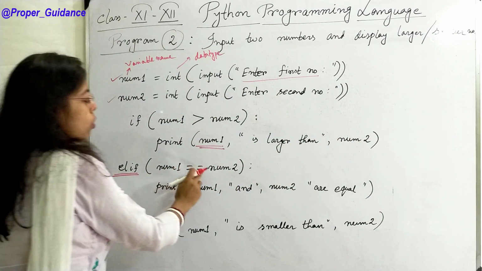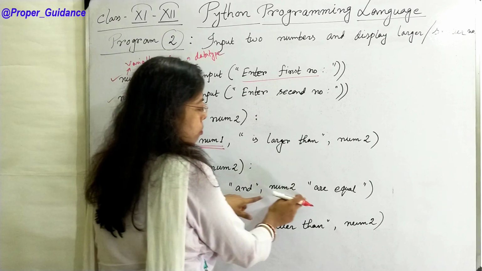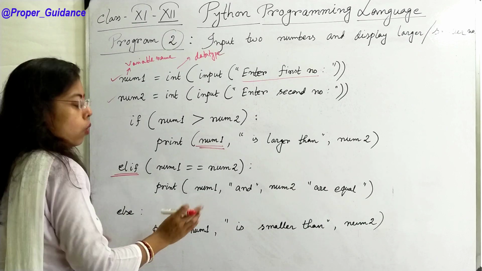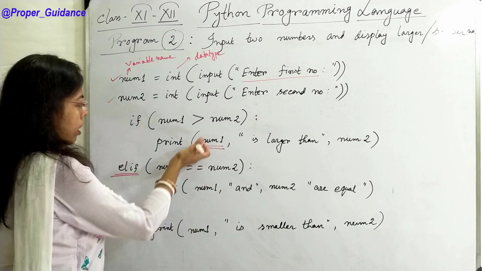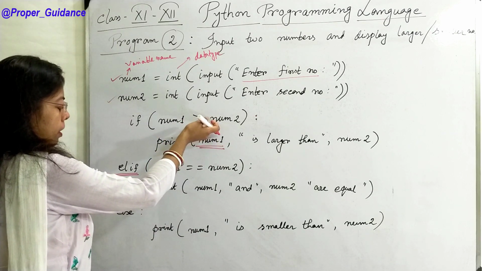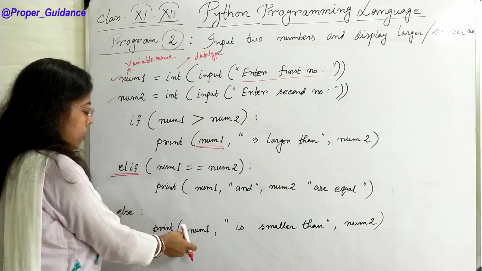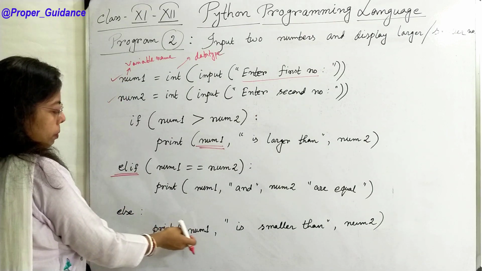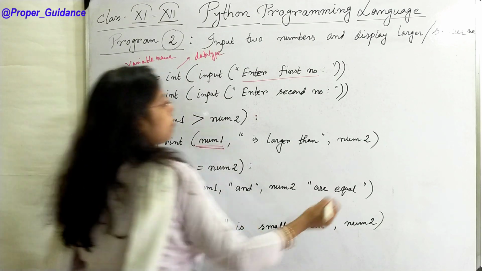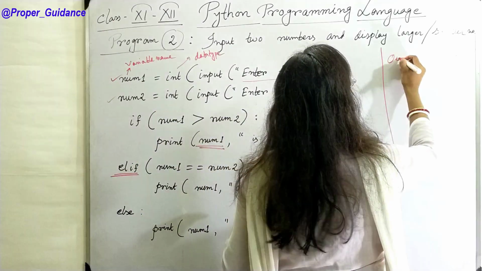If num1 equals num2, print "num1 and num2 are equal". And for else, we don't need to put any condition like this, because it is already given: this is greater, this is equal, and the next and last step will be this is the smaller. So print "num1 is smaller than num2". And the output I am writing here. See, output.